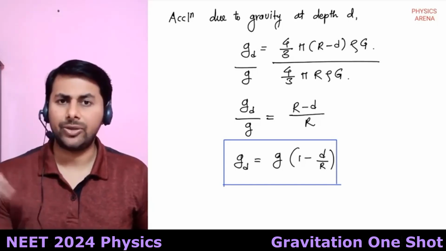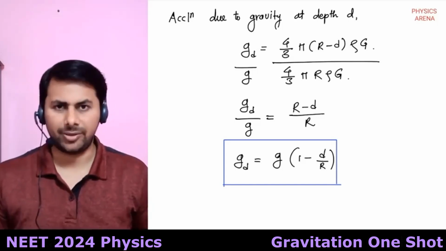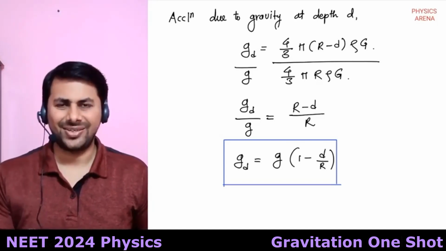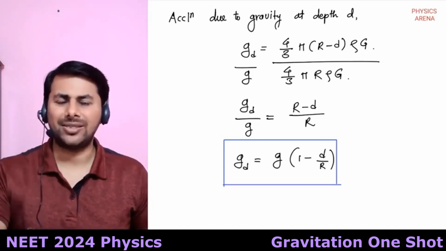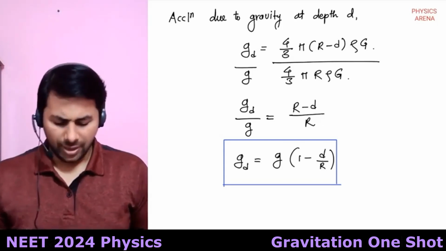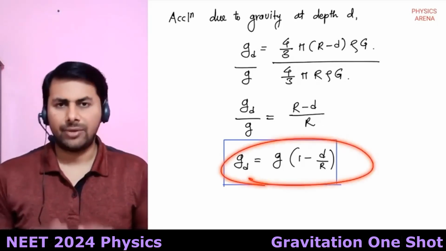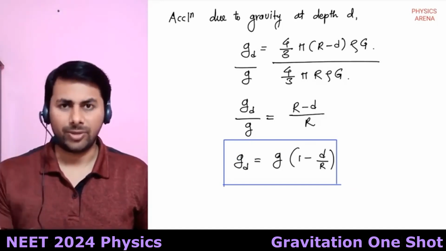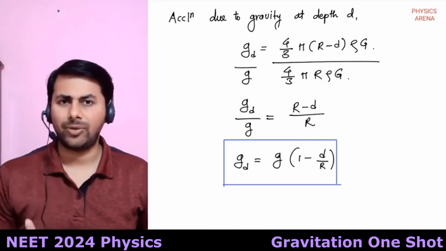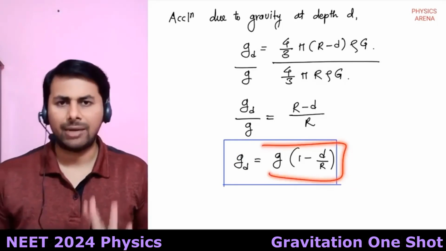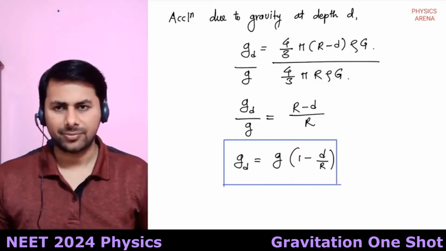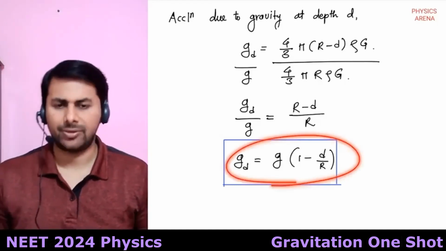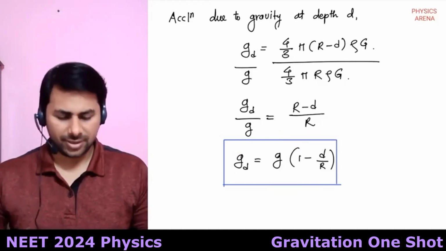At what depth can we use this formula? There is no limit. Just like acceleration due to gravity at some height, we have some formula, we also have acceleration due to gravity at depth d. But for height, there are two formulae. For depth, there is only one formula, and this is not approximate. So this can be used for any depth. Is this clear?